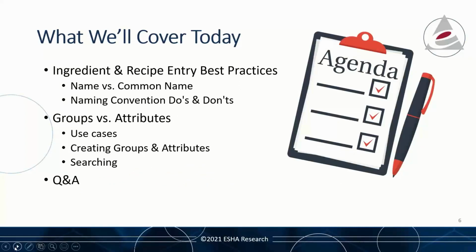Today, we'll be talking about naming conventions for ingredients and recipes as a way to organize your files, ways to organize and search recipes with the groups and the attributes features in Genesis, and we will cover some Q&A at the end.